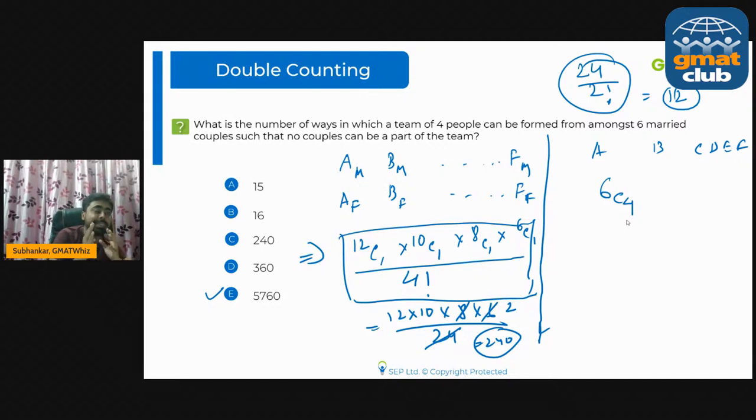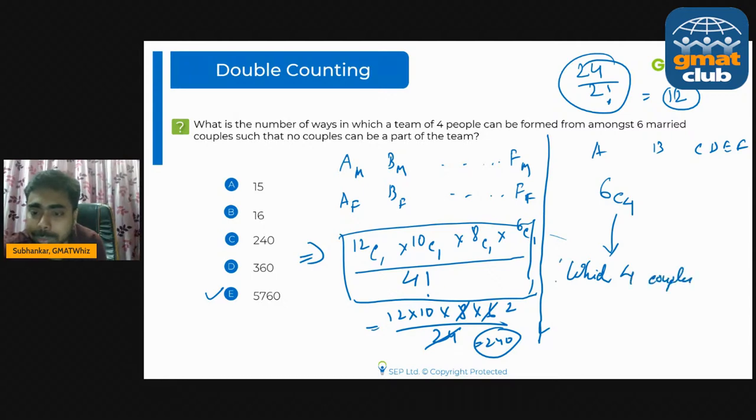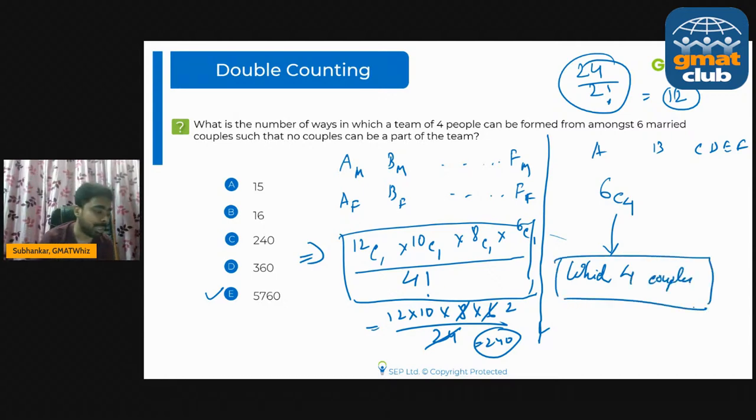I have selected the couples from which I will make the team. So I have selected 4 couples. Does that make sense? I'll give 10 seconds and then I'll move to the next part. So the first part is selecting couples, by which I am selecting which 4 couples will be in this particular team, meaning the contribution from those couples.